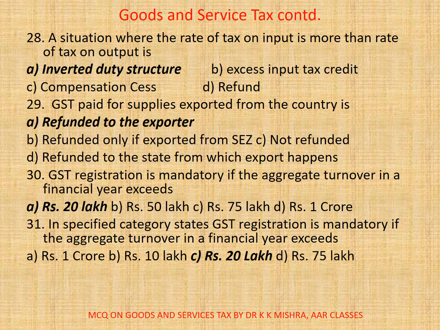Refunded to the exporter. 30. GST registration is mandatory if the aggregate turnover in a financial year exceeds A. rupees 20 lakh, B. rupees 50 lakh, C. rupees 75 lakh, D. rupees 1 crore. The correct option is A, rupees 20 lakh. 31. In a specified category states, GST registration is mandatory if the aggregate turnover in a financial year exceeds, options are A. rupees 1 crore, B. rupees 10 lakh, C. rupees 20 lakh, D. rupees 75 lakh. The correct option is C, rupees 20 lakh.